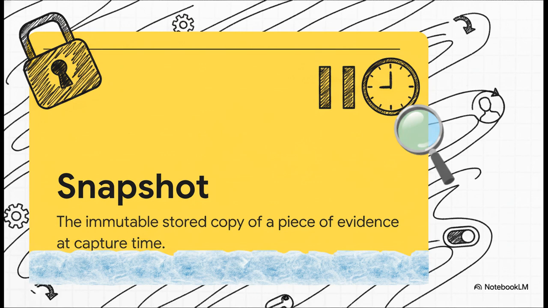This whole process relies heavily on the concept of a snapshot, which is the immutable stored copy of a piece of evidence at capture time. Now, why does this matter? Well, live production data changes, right? A log might rotate out, a database value might update, or a user might change their settings. A frozen snapshot ensures your audit trail remains perfectly accurate to the exact millisecond the incident occurred. Reviewers can absolutely trust what they're reading.